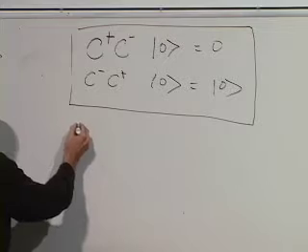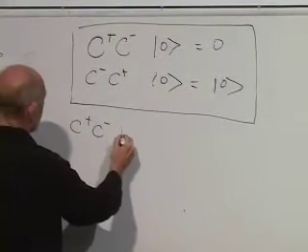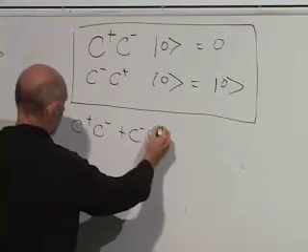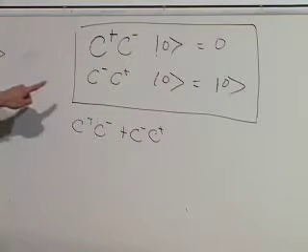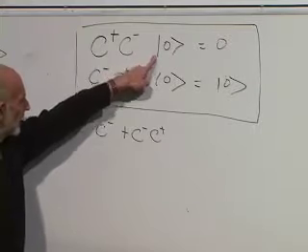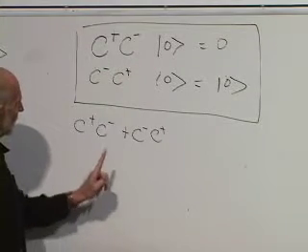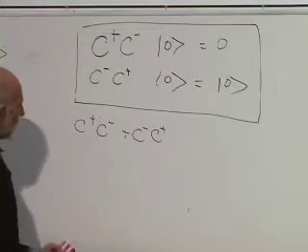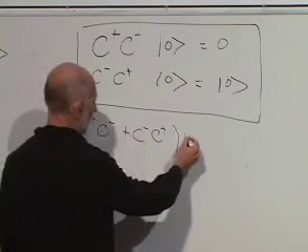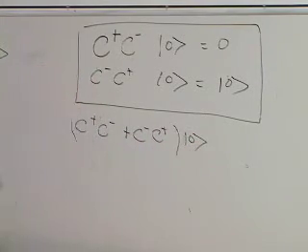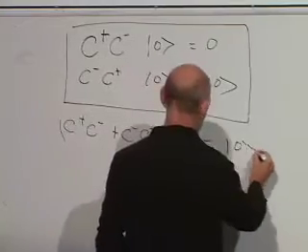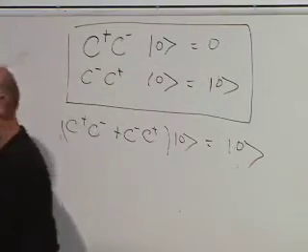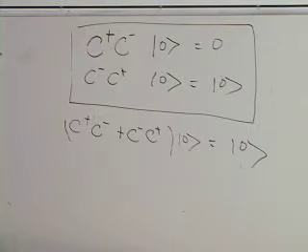What about C plus C minus plus C minus C plus? If it acts on O, let's see. What does it give when it acts on O? We're just adding those two equations, right? It just gives O. The ground state, right. Sometimes known as the vacuum.